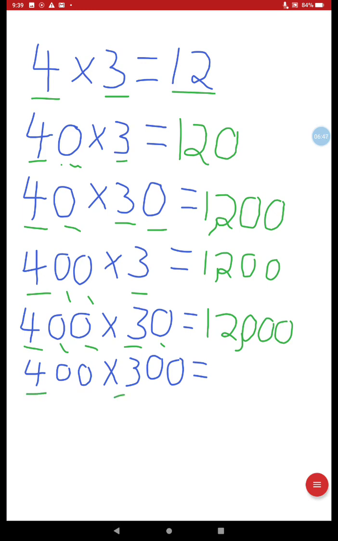Finally, 4 times 3 gets me 12. How many zeros am I shifting it over? 1, 2, 3, 4. Put 4 zeros at the end. Put your comma after the third one. I now have 120,000.